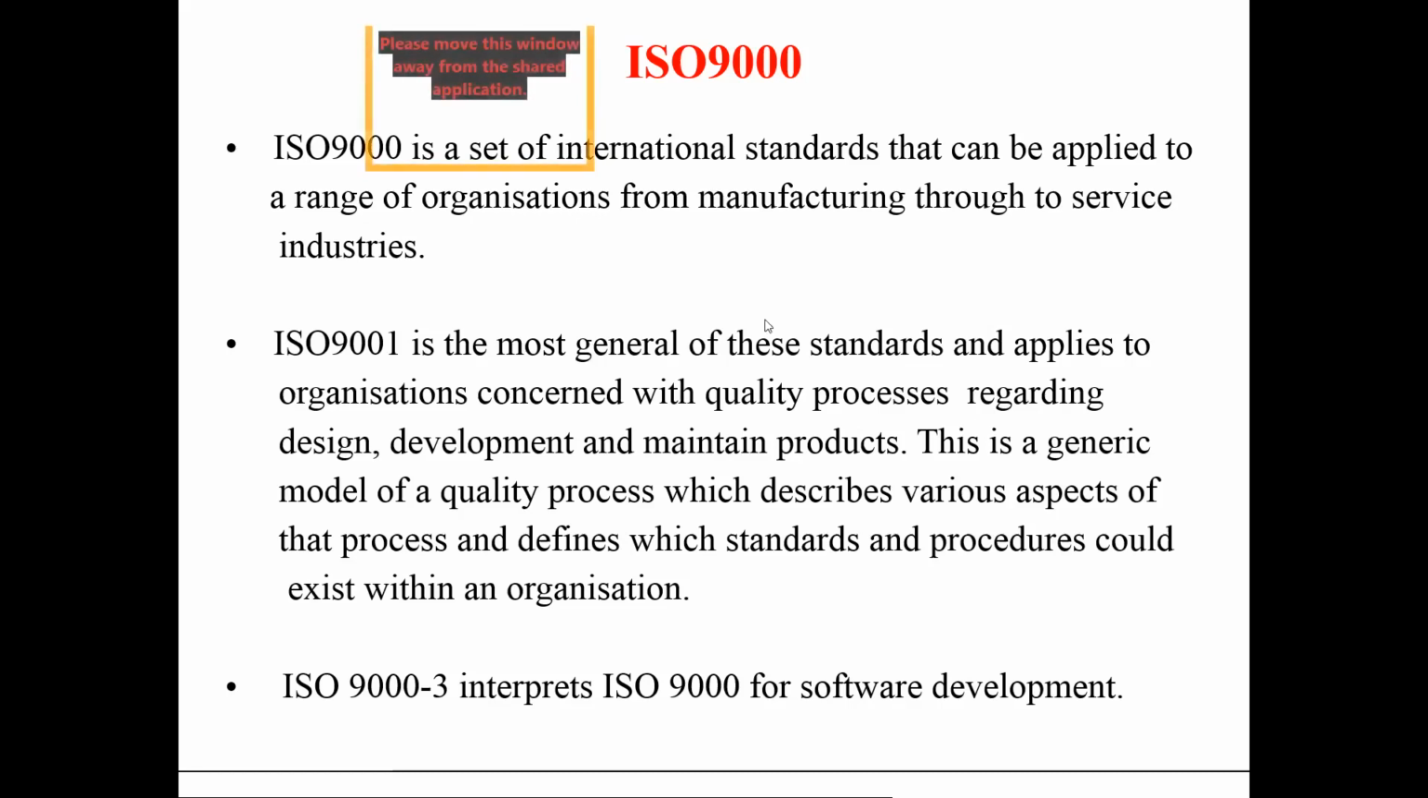Okay, this ISO 9000 is a set of international standards that can be applied to organizations, for manufacturers, that means in the service industry. That is ISO 9000. 9001 is the general standard. It can be applied for quality management like designing, development, maintaining. Then 9003 interprets 9001 and 9000 for software development, like it is a version 3.